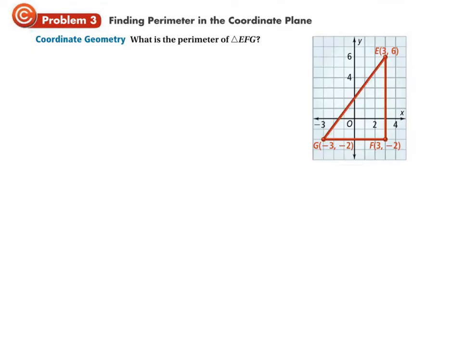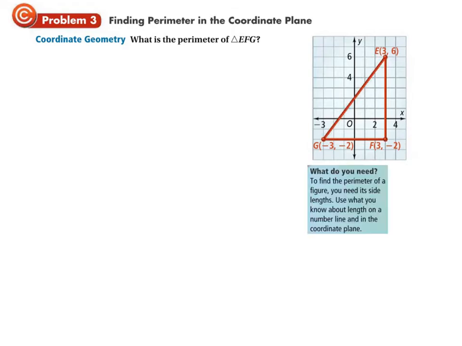Okay, what if we're finding perimeter in the coordinate plane? So here's what we need to do. We need to find the perimeter of the figure, and what that means is that we need to find all the side lengths. Since it's a triangle, you add up all the 3 side lengths. And how do you do that?